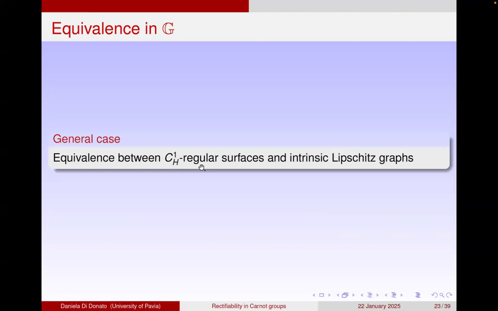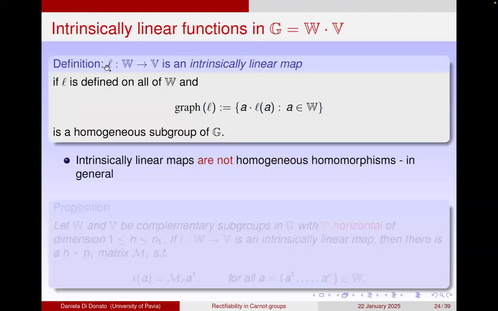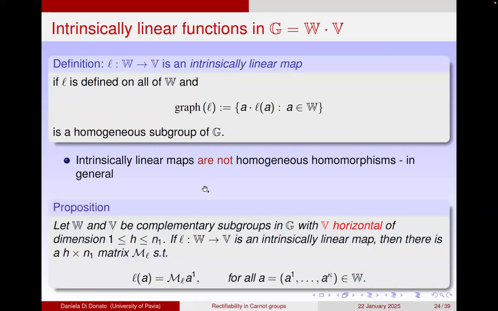Okay, I present the general case when G is a Carnot group of step K. The first ingredient is the intrinsic linear map. L from W to V is an intrinsically linear map if it is closed with respect to the intrinsic dilation. That means that the graph of L is a homogeneous subgroup of G. In this context, when V is horizontal, meaning that the Lie algebra associated to V is contained in the horizontal layer, it is possible to characterize the intrinsically linear map in terms of a matrix H times n1, where H is the dimension of V.